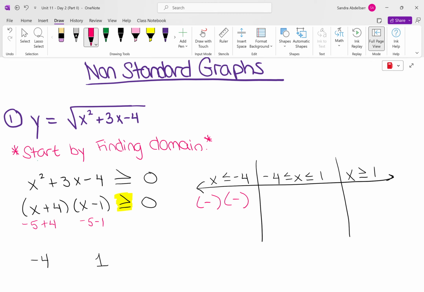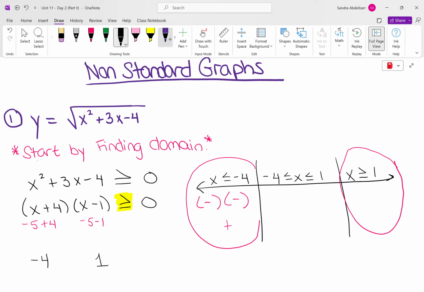-5 minus 1 is another negative. A negative times a negative is a positive. Did we want it to be positive? Yes. So the first column is our winner. If the first column's a winner, which other column is also a winner? The last one is also a winner.